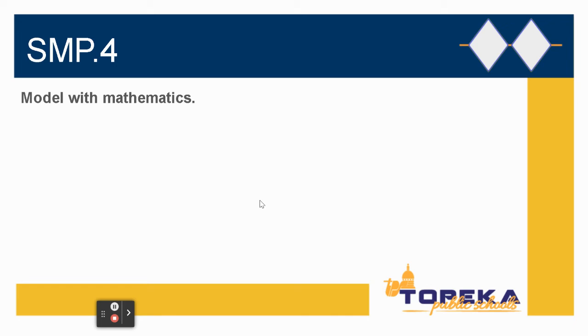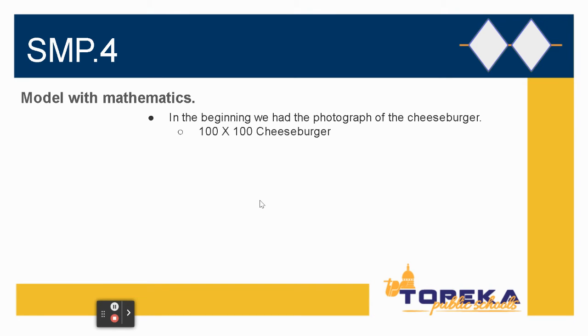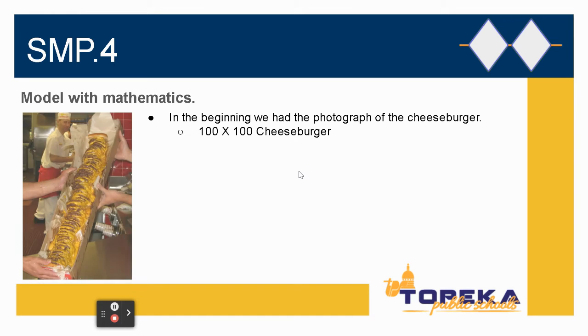So model with mathematics. This one's the obvious one. If I would have just said to you in the very beginning, I want you to figure out the cost of a 100 by 100 cheeseburger. All right, as adults, we're like, I know what maybe a 4 by 4 cheeseburger looks like, but a 100 by 100. So the importance of having that picture.